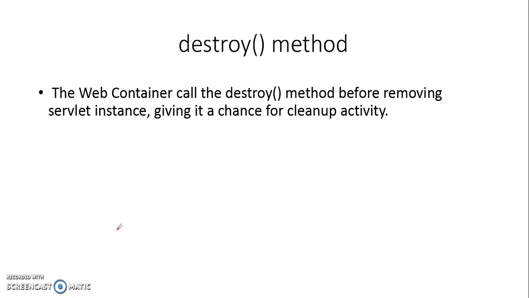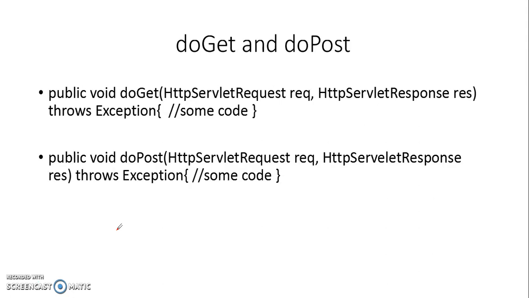And note that this method is called only once in the life cycle of the servlet. So the syntax for the doGet and doPost methods that are called by our service method: it has to be public, and since it does not return anything, we are using a void over here. And then for doGet, we have an HttpServletRequest and an HttpServletResponse.